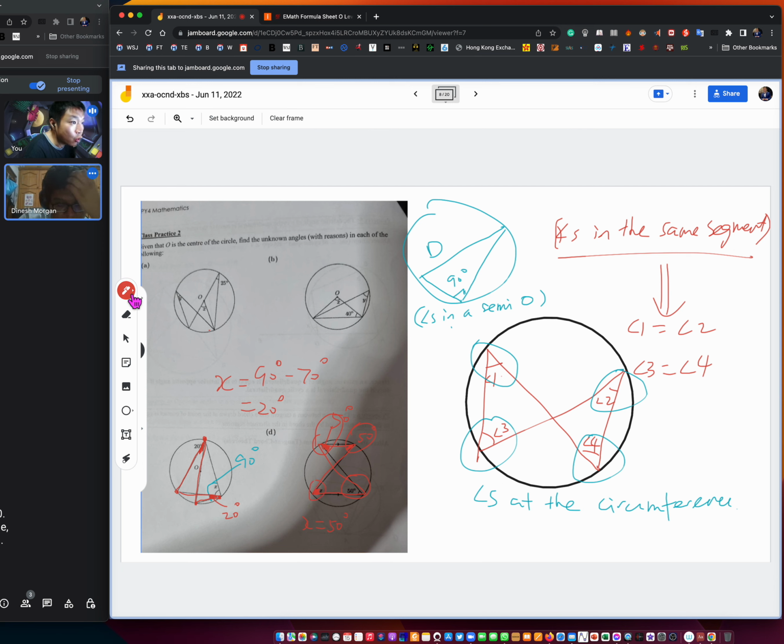When I say angle in the same segment, it means this blue one is equal to this blue one. And over here it happens to be both 50 and 50, but don't assume. The blue is equal to the blue, the red is equal to the red, but in this case they are all equal. This is just a coincidence. It's not always the case. So in a way, if you look at question A, actually y equals 25. You know why? Because angle in the same segment.